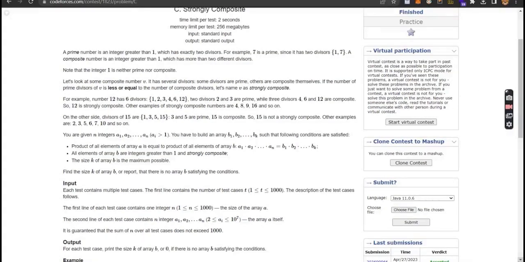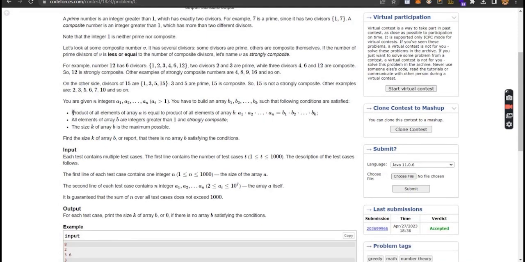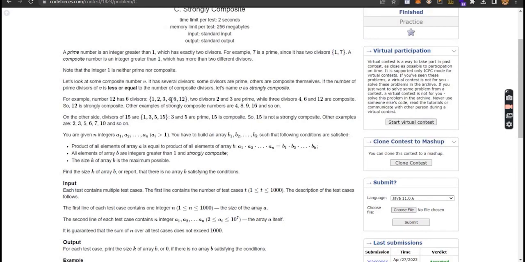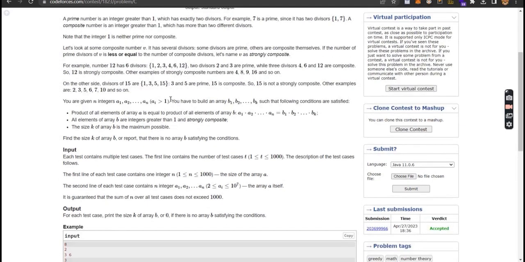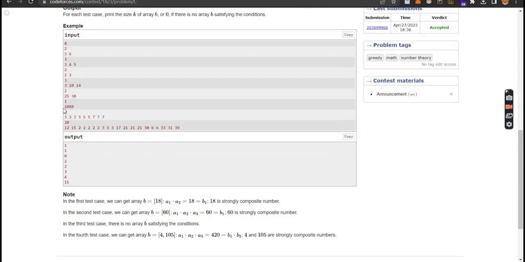So I hope you read the problem, and let's just try to understand it quickly using examples. So basically in this problem, you're given an array A and you need to construct an array B whose product of all elements should be equal to that of array A, and the size of array B should be maximum. And there is also one condition that every element in the array B should be strongly composite. So they define an integer to be strongly composite if the number of composite divisors is more than the number of prime divisors.